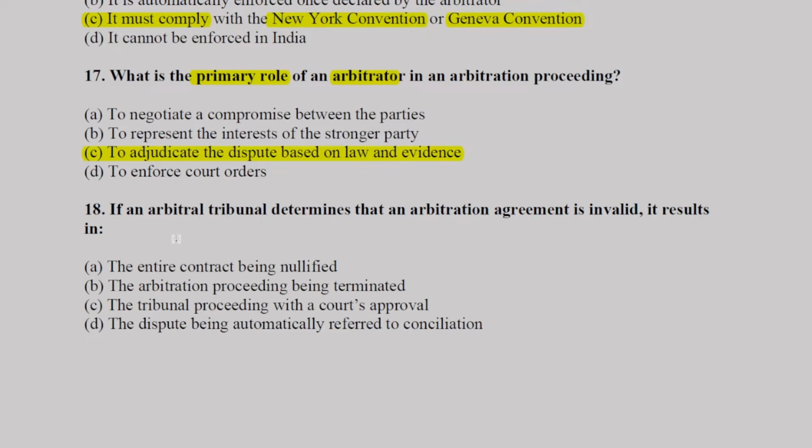Question 18. If an arbitral tribunal determines that an arbitration agreement is invalid, it results in the entire contract being nullified, no; the arbitration proceedings being terminated, yes.